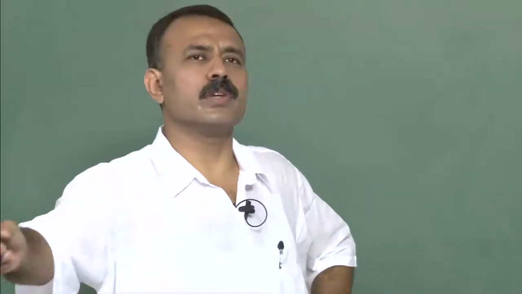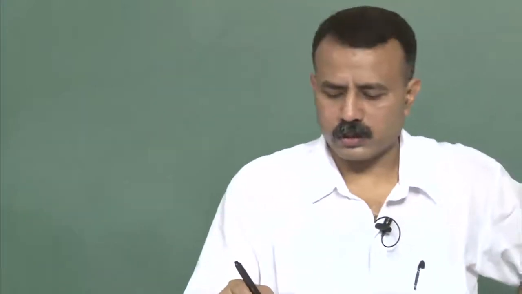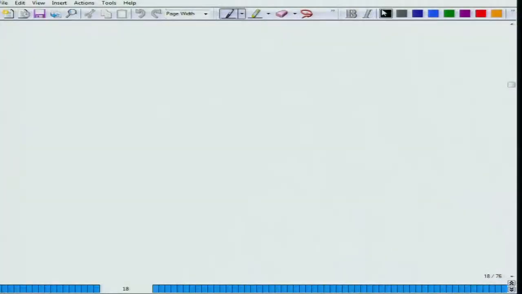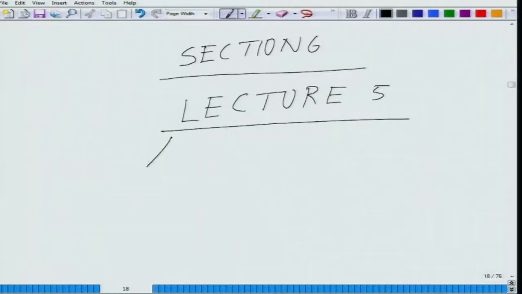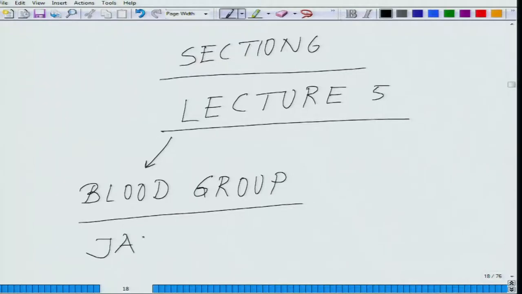So just for the recap, let's get back and formally start the lecture. This is section 6 and this is lecture 5, and here we'll be talking about blood group, and then jaundice mostly.